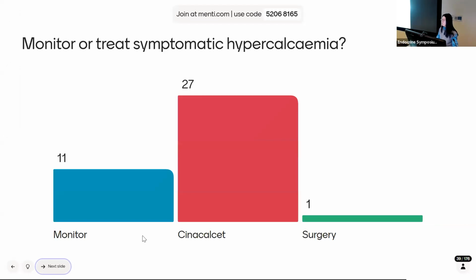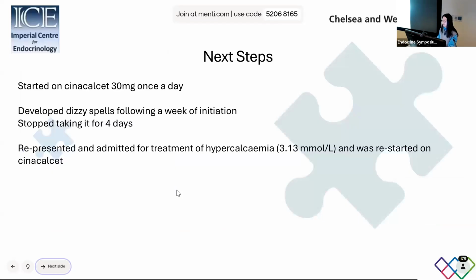Okay. So that is what we went with, cinacalcet. We started cinacalcet for this lady, 30 mg once a day. Unfortunately, she developed some side effects after a week of initiation, and the patient herself decided to stop taking it for 4 days and presented to A&E with hypercalcemia of 3.13. After discussion with endocrinology, she was treated with IV fluids to rehydrate, and we decided to restart cinacalcet as well.